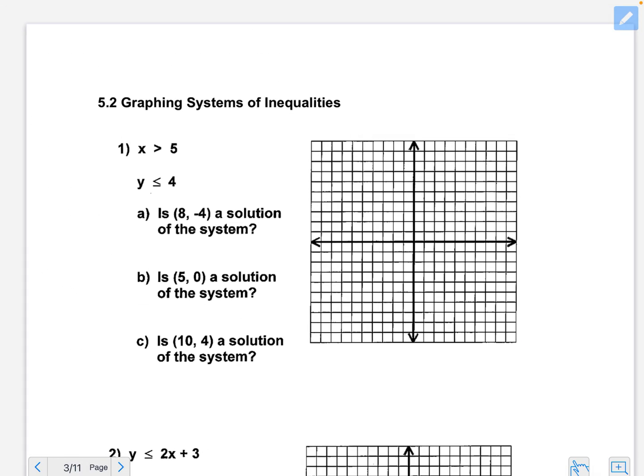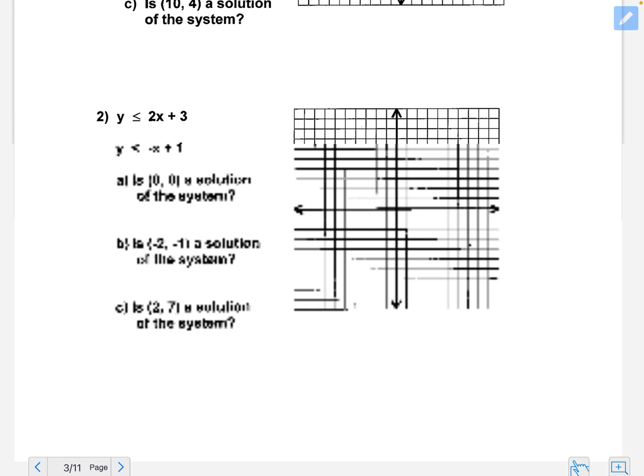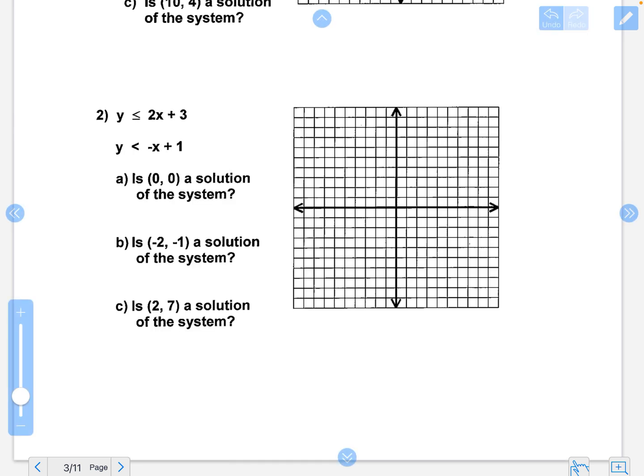We're on 5.2, graphing systems of inequalities. I am going to skip down to this second example. So these are in slope-intercept form, and these are inequalities. That means they have a less than or a greater than. That means we're going to have to shade and show the entire solution set that's in the shaded area.